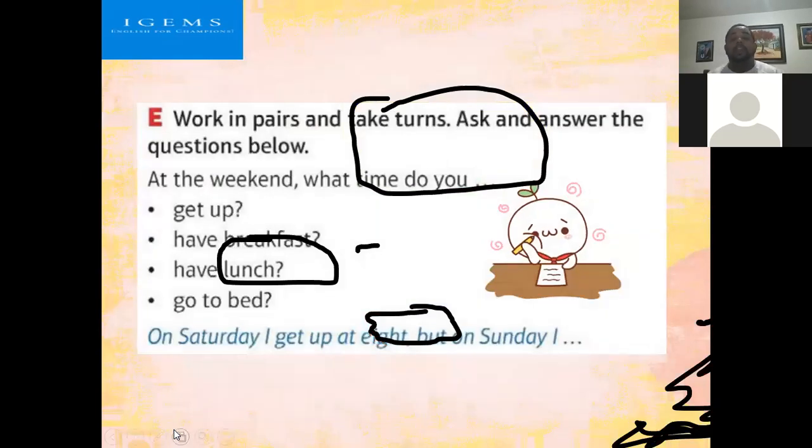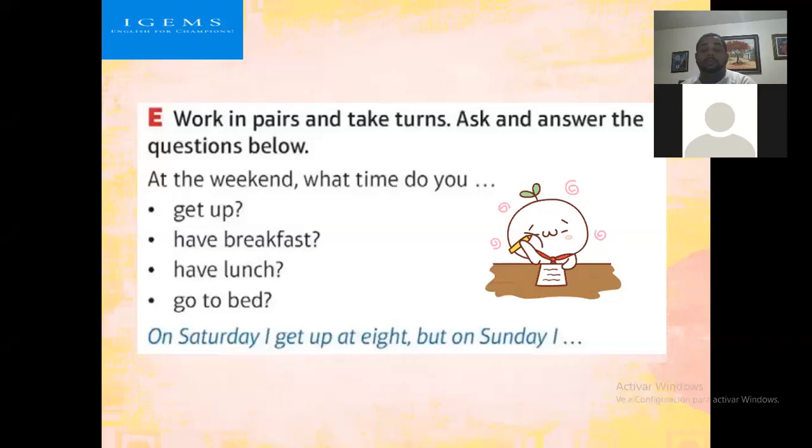So look at this. Now we are going to work in pairs. That means you and I. Allow me 1 second. Let me clean up the screen. Okay, can you see these questions, Ben? Yes, I can. All right, so there are some key questions that we use in our daily routines. So I'm going to ask you questions and you will answer me.